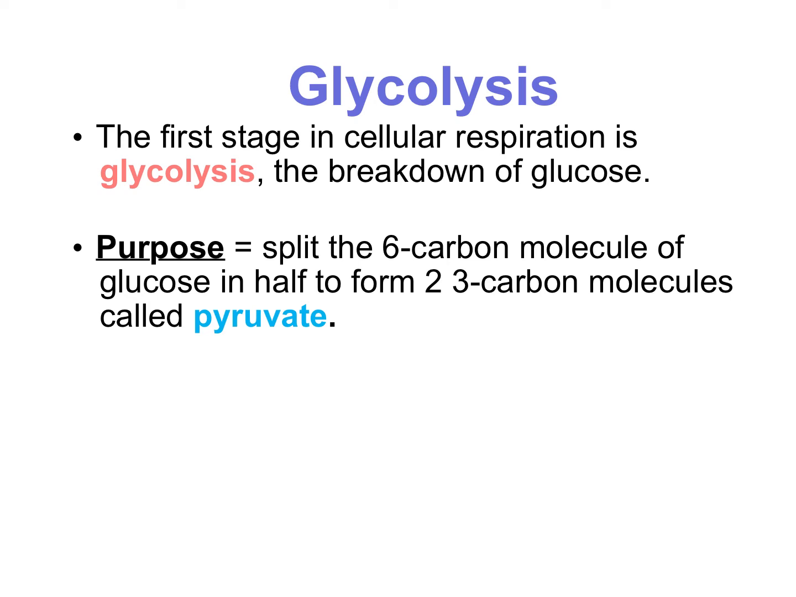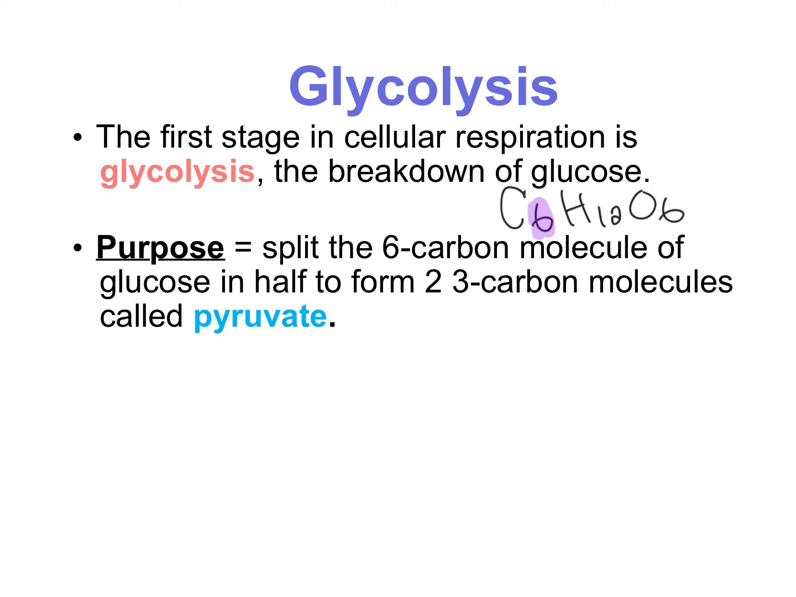So what do I mean when I say the 6-carbon molecule of glucose? Well, if you remember our chemical equation for glucose, it is C6H12O6. So when we say a 6-carbon sugar, we mean it has 6 carbons.